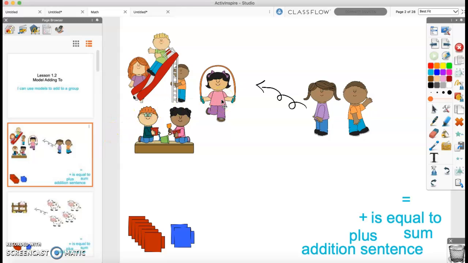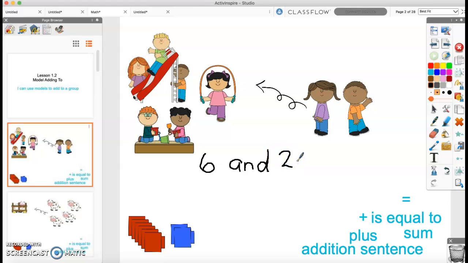If I look at my first picture in our first problem, I see some kids playing on the playground. I also see some kids who want to join them. I'm going to count the kids that were already on the playground. I have 1, 2, 3, 4, 5, 6. I have 6 kids on the playground. And I see that I have 1, 2. I have 2 more kids who would like to join them.